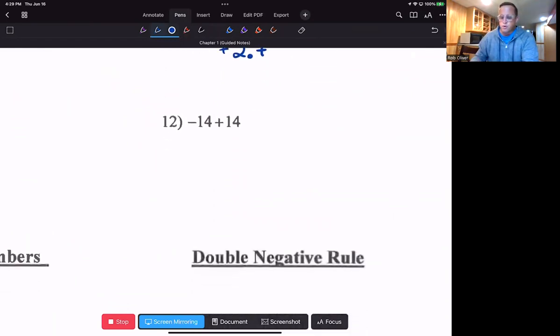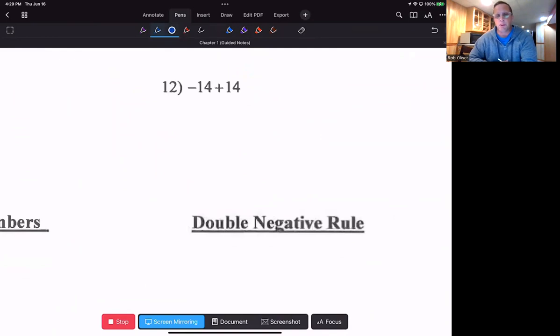And then for number 12, you got negative 14 plus 14. Those are additive inverses of each other. Additive inverses essentially cancel each other out, right? So those equal 0.